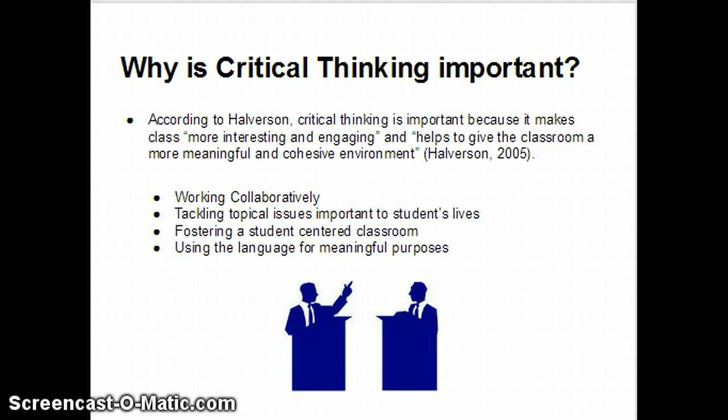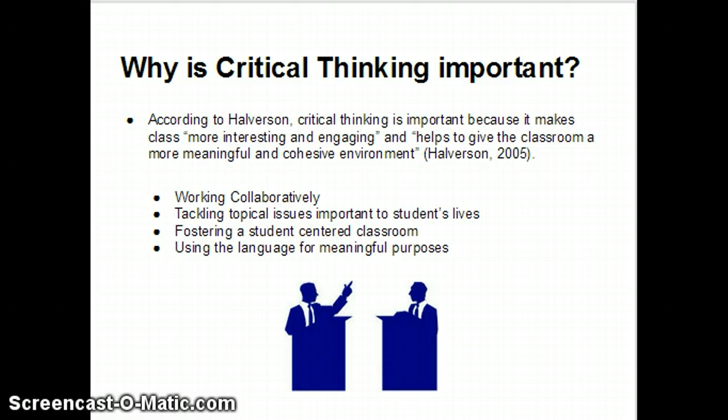So why is critical thinking so important for second language learners? According to Halverson, critical thinking is important because it makes class more interesting and engaging, and helps to give the classroom a more meaningful and cohesive environment. I agree with Halverson wholeheartedly.